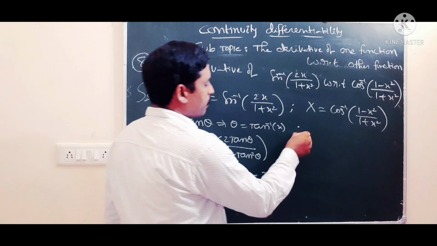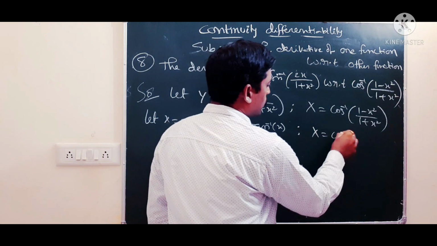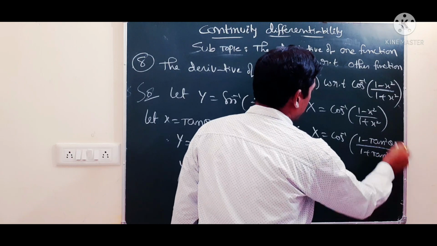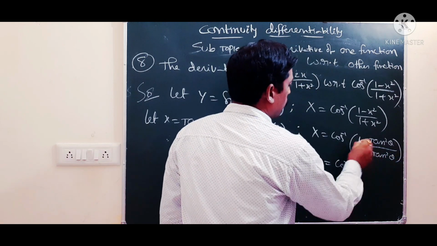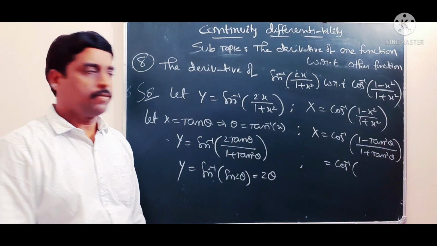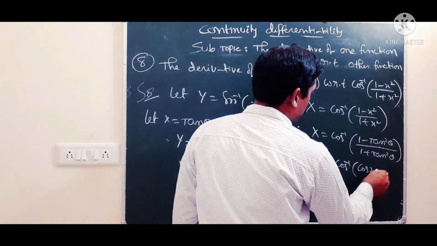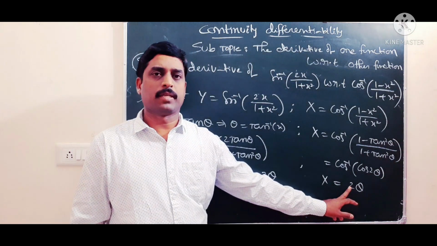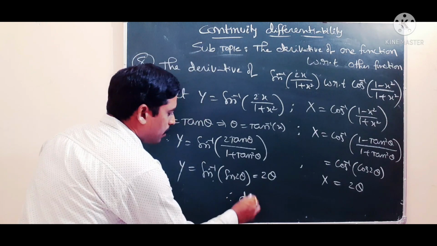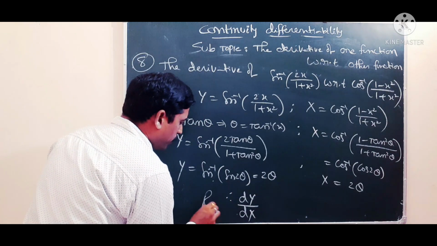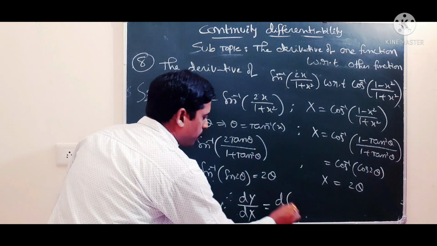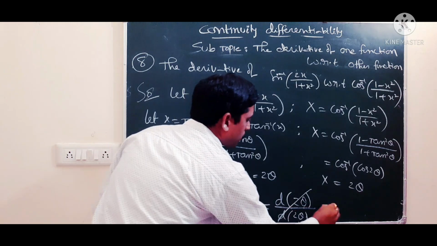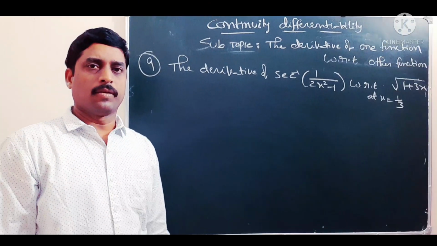Now we have to find the x value: cos inverse of 1 minus tan square theta by 1 plus tan square theta. Cos inverse of 1 minus tan square by 1 plus tan square, we have cos 2 theta. This is equal to 2 theta. So the x value we got is 2 theta. Therefore, our target is dy by dx. So the derivative of the y value 2 theta as well as the x value also 2 theta get cancelled, and the answer will be 1. Let us go to the next problem.